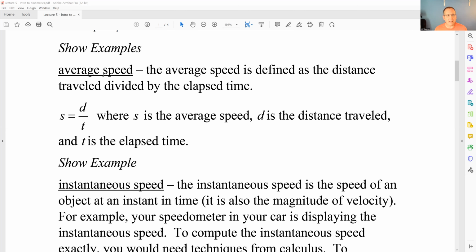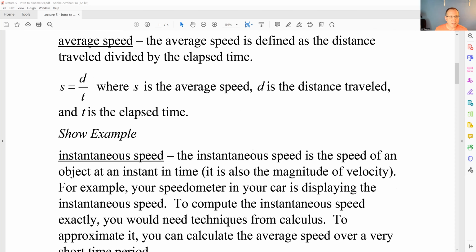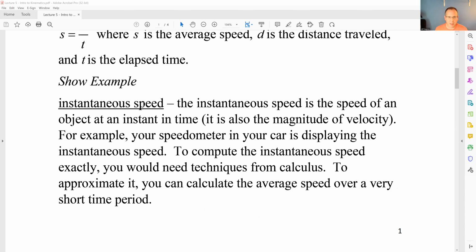And mathematically, as an equation, it simply is defined as the distance, which I'm going to call d here, divided by time, which I'm going to call t. Okay, I'll show you an example in a minute. Let me just define what instantaneous speed is. So instantaneous speed is the speed of an object at an instant in time. Okay, we're going to see in a little bit too, it's also the magnitude of the velocity.